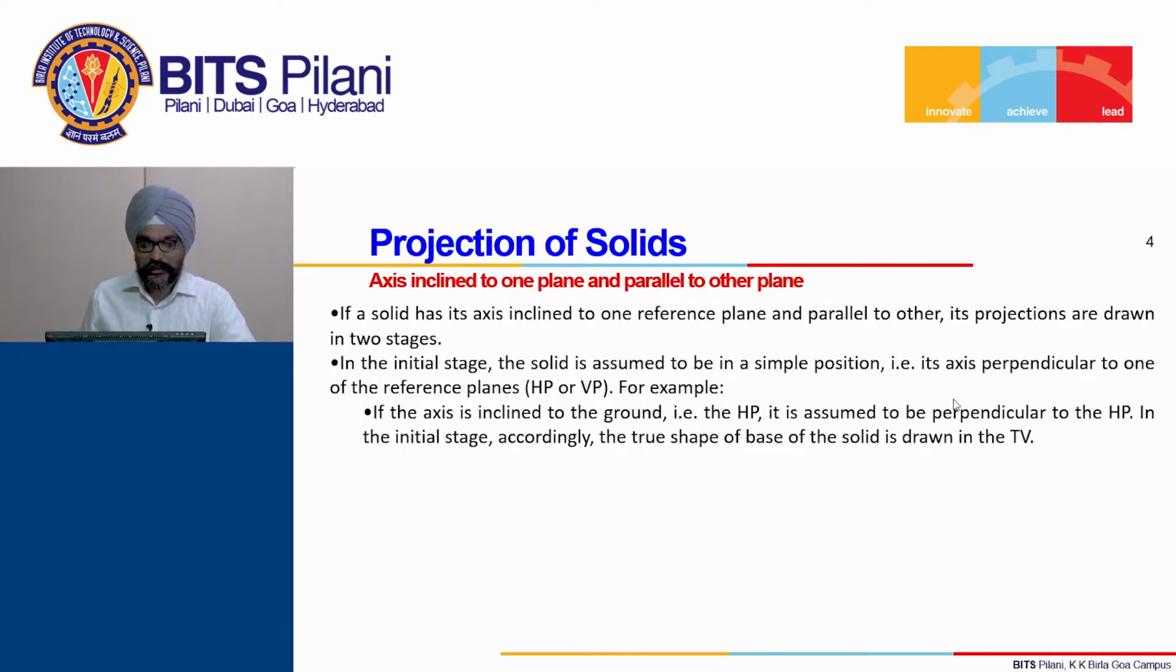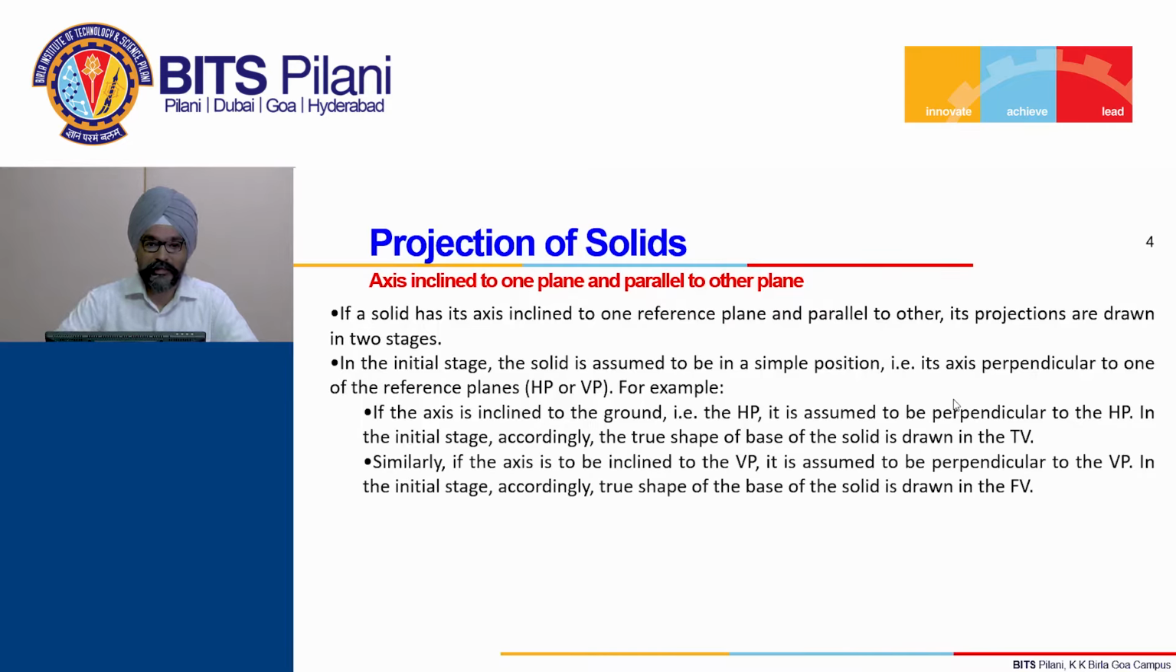Now if the axis is inclined to the ground, then in the initial stage the true shape of the base will be in the top view, and in the front view the axis is perpendicular to the ground. On the other hand, if the axis finally is told to us to be inclined to VP, in that case the initial position will be chosen in such a way that the front view gets the true shape of the base. These points will be clarified as we move forward.